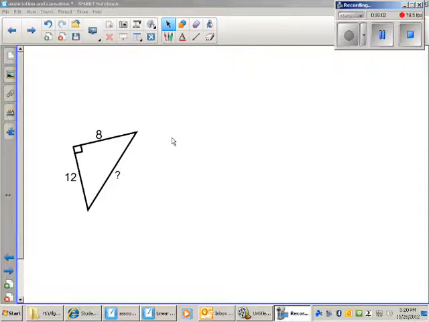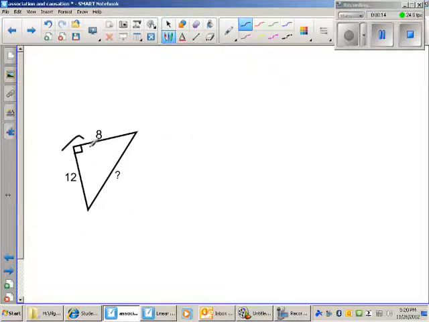All right, ladies and gentlemen, we're going to work on finding the hypotenuse of a right triangle. So I know first that this is a right triangle because I know that that is a right angle right there, as designated by that sign there. So I can use the Pythagorean theorem to find this missing side length, this question mark.